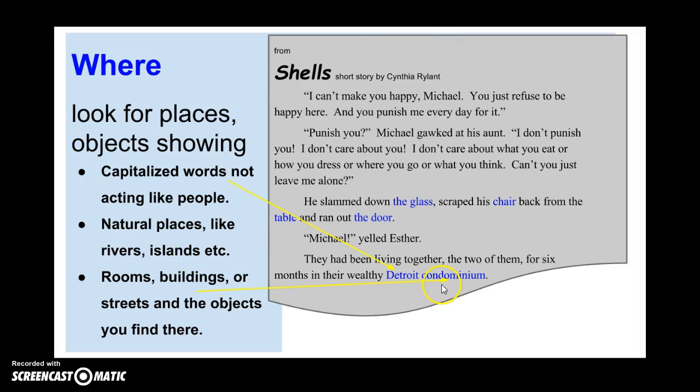I don't see any of those here. Or I would look for things like rooms, buildings, streets, or the objects I would find in places like that. Here, for example, I find the glass, chair, table, the door. These are things that I would find in an apartment or a house. It says condominium, and that's a kind of apartment that is owned by somebody. So I'm going to say that it is in an apartment.